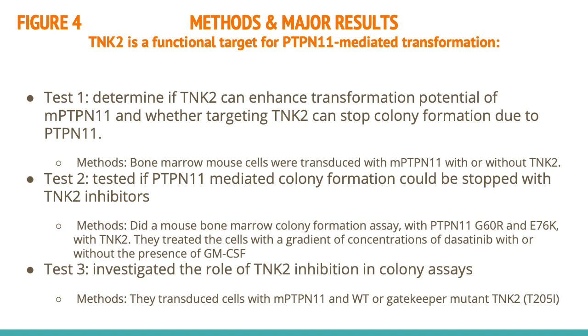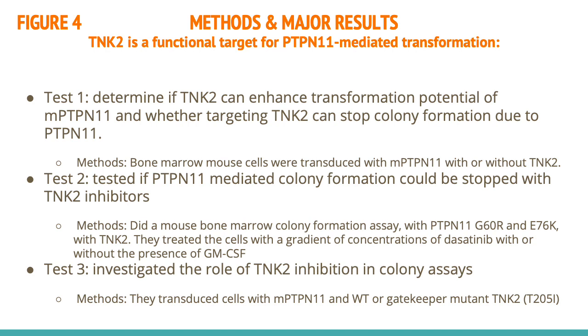with TNK2 inhibitors. The method they used for this was they took mouse bone marrow and they did a colony formation assay, with PTPN11 G60R and E76K. And this was also in the presence of TNK2. So they treated the cells with a gradient of concentrations of dasatinib, and this was with or without the presence of GM-CSF, which JMML cells are hypersensitive to.